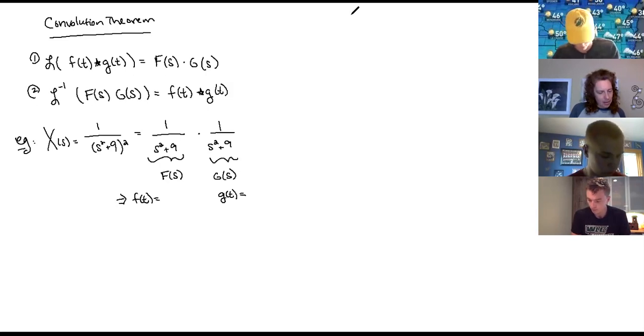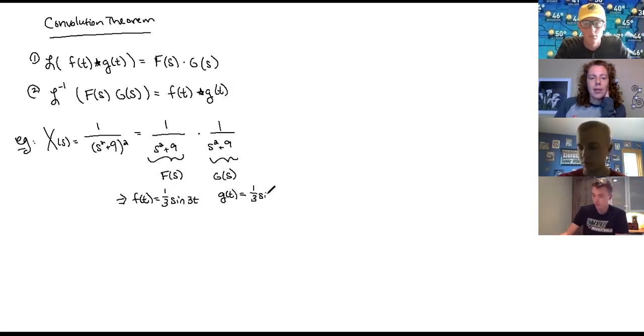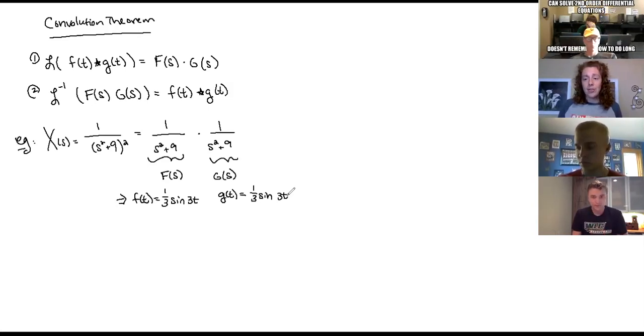One over s squared plus 9. Both of those should go with a sine, right? K is equal to 3 in this case, so we're going to need a 1/3 out in front. So 1/3 sine of 3t, and same thing, 1/3 sine of 3t. Good so far? Any questions on that before we try to do a convolution and figure out what the inverse Laplace transform is? If you've got a question, raise your hand virtually.